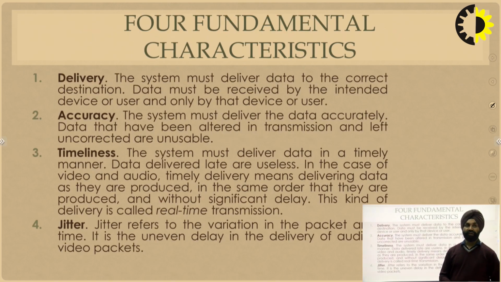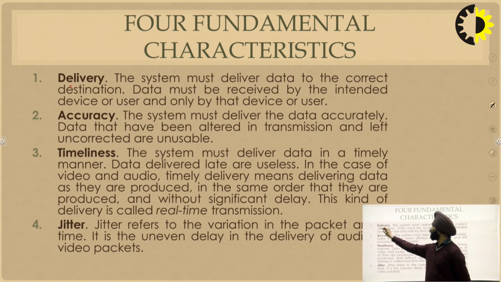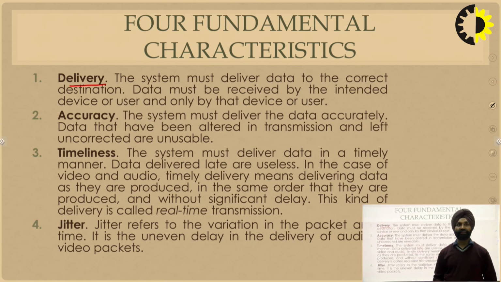Now, when we have designed a network, to understand whether the network is working properly or not, we need to check these four characteristics. First one is delivery: whether the system is delivering the data to the correct destination, meaning the device to which the data is intended to be transmitted.